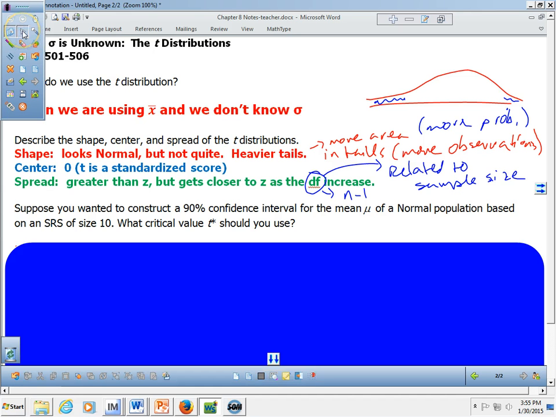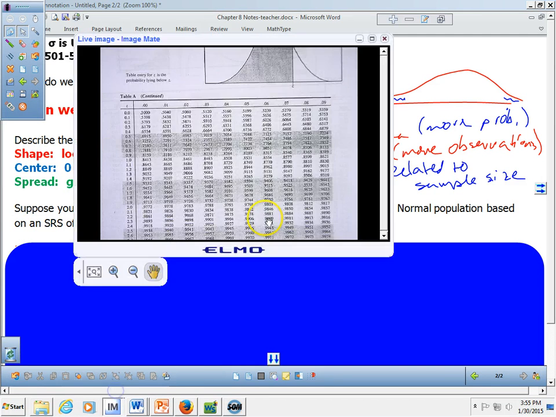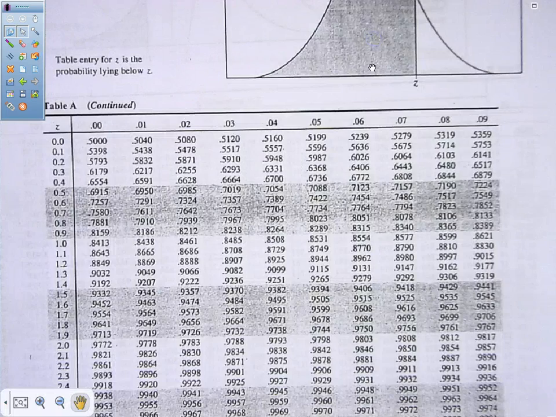Well, we have a t-table that you have in the back of your book. It's also in your blue formula packet. So if you have that with you and you want to pull that out, you can stop the video real quick and get it. But I'm going to keep going here.